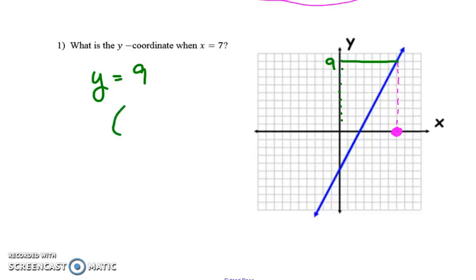So we could write this as an ordered pair if we wanted to. Oh, that was bad. Let me try this again. If I wanted to write this as an ordered pair, I would say 7, 9. Beautiful. Wasn't that difficult? Just had to count.